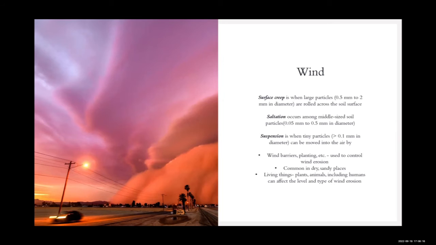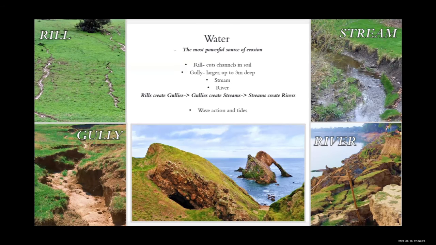Living things, plants and animals, including humans, can affect the level and type of wind erosion because we build houses and such, and it gets in the way. Now, this is a good one I want you to remember.